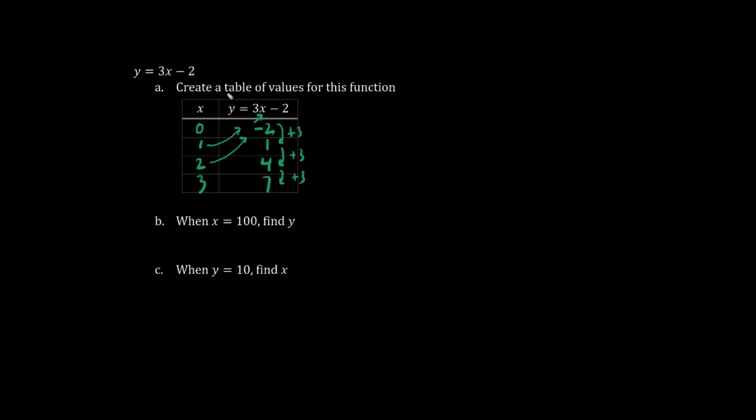We have a table of values, which also corresponds to coordinates on the line. We have 0, -2. These are x, y coordinates. We have 1, 1, 2, 4, and 3, 7.